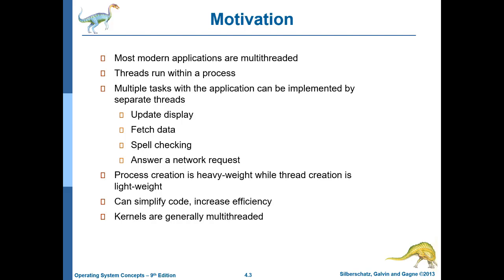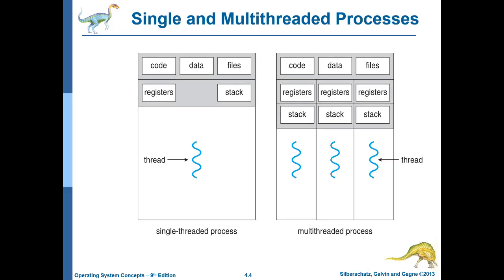Now here is a diagram which shows two processes. One is a single threaded process and another one is a multi-threaded process. This thing which looks like a worm or a snake is just a symbol for a thread. So this process has only one thread, and the other process on the right side has three threads. So this is a multi-threaded application, this is single threaded.